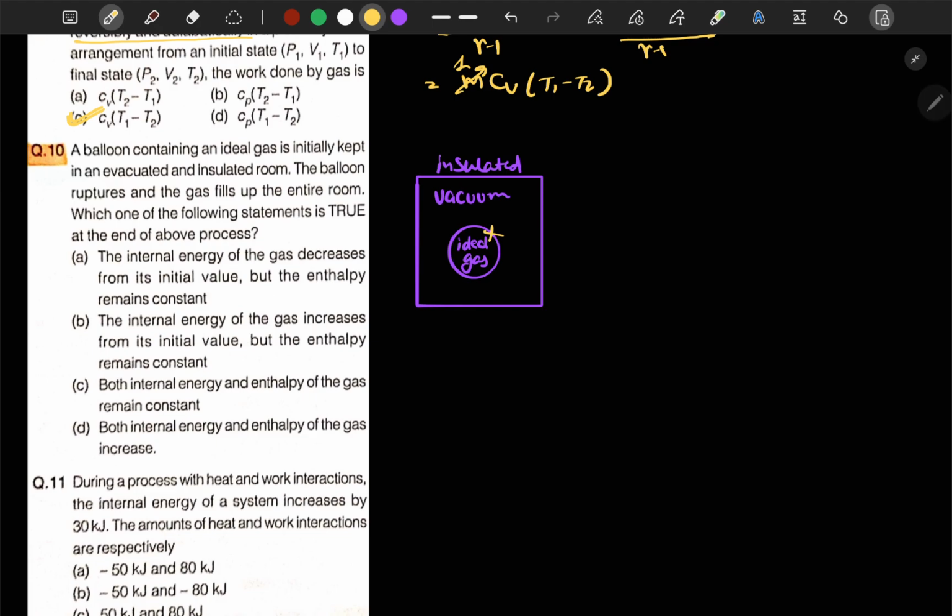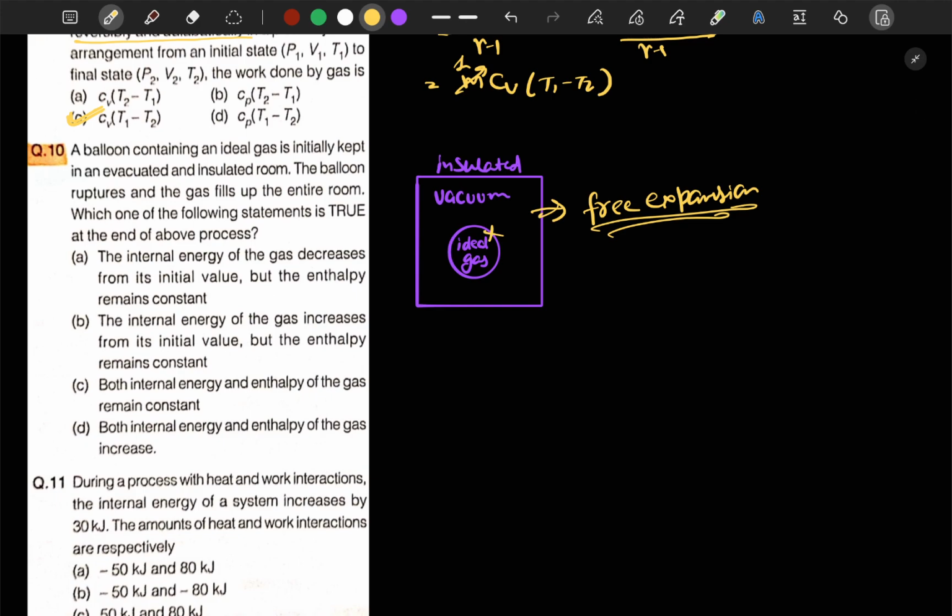So you can see that this is a case of free expansion. Okay, free expansion. What happens in free expansion? In free expansion, we can say that there is no work done and there is no heat transfer.